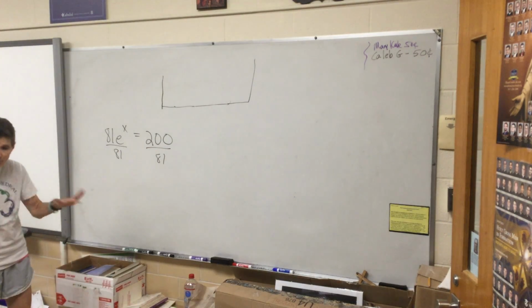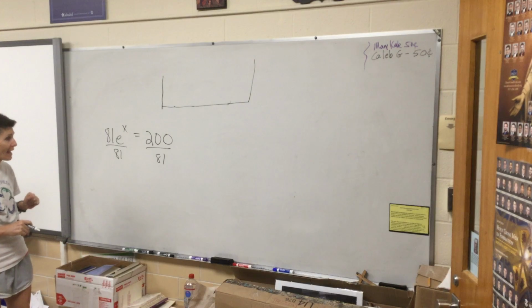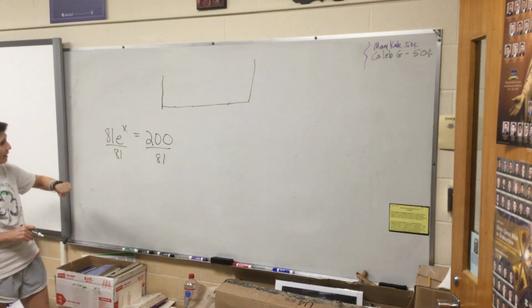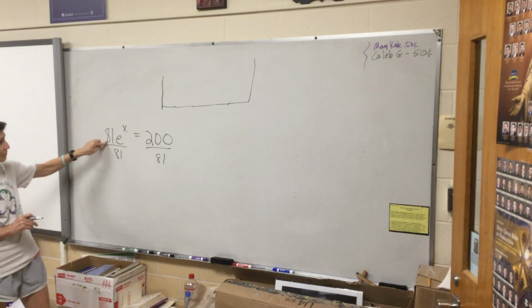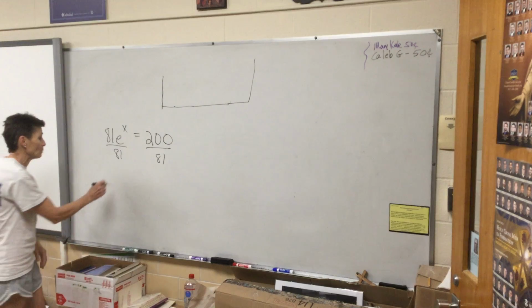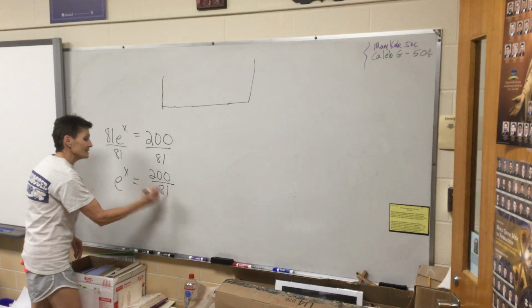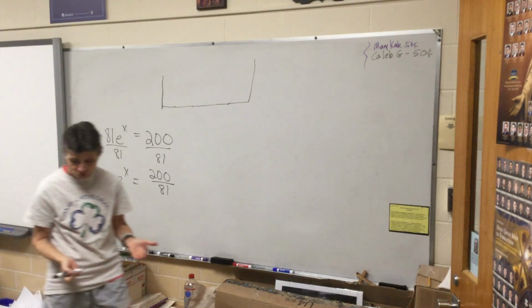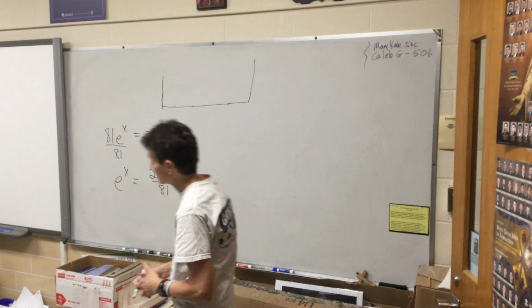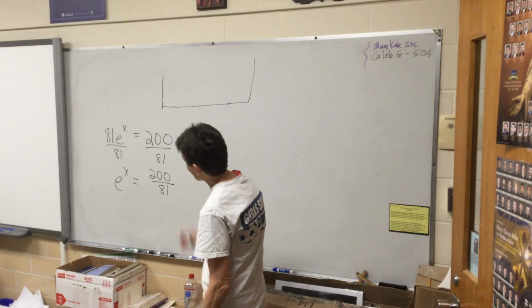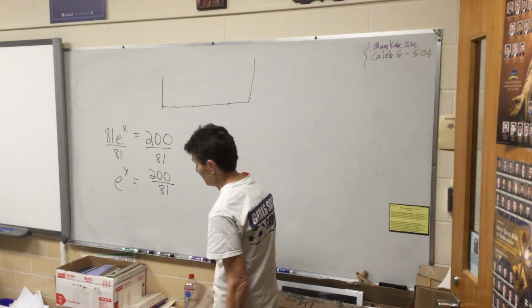So whatever kind of equation you have, even if this is a logarithm instead of an e or something, you need to get rid of this coefficient. So I'm going to divide by 81. Now, 81 does not go into 200 evenly. I mean, it doesn't give you an answer like 3 or something. So I'm going to leave it as 200 over 81.